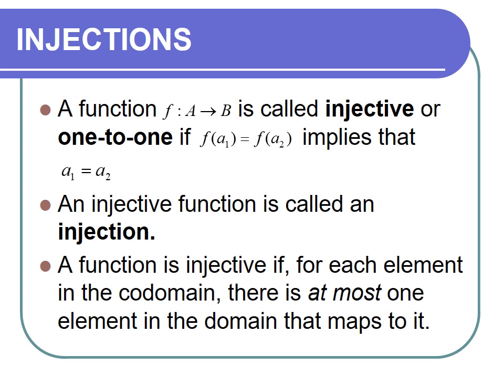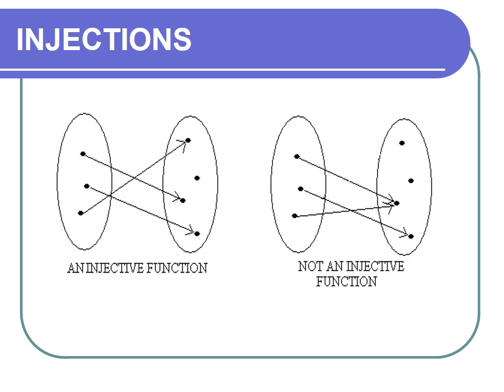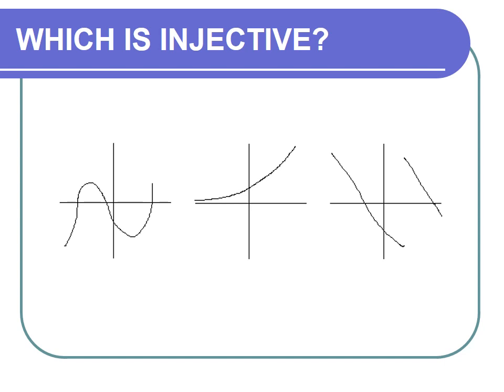So a one-to-one function, we call that an injection. This is also the horizontal line test. So for each element in the codomain, there's at most one element in the domain that maps to it. Sorry about that, guys. So an injective function on the left, it's not onto, but it is injective. The second one is not because two things went to the same place. For these, I want the horizontal line test, so the middle graph would be injective.